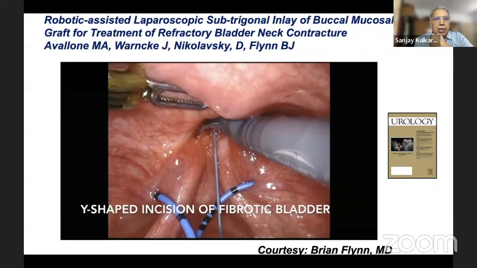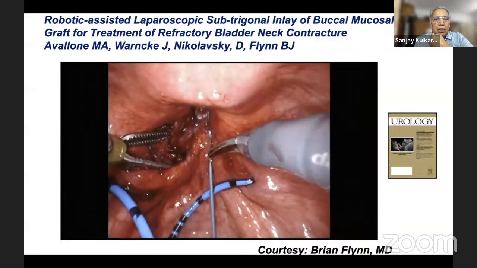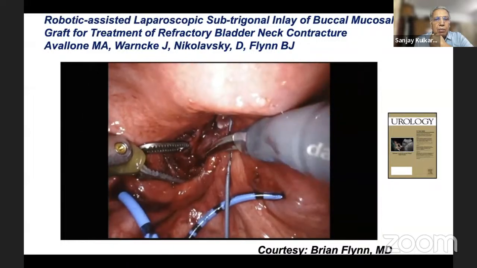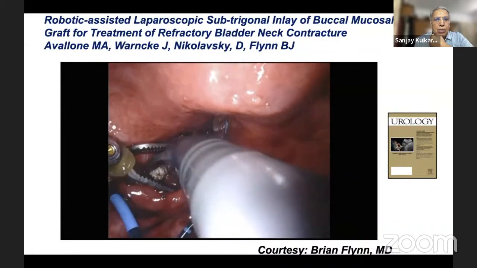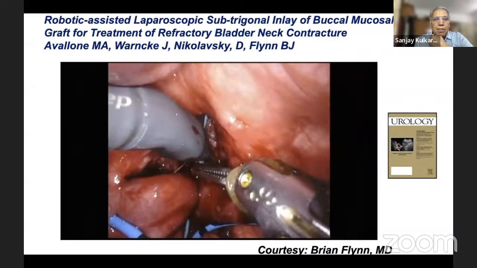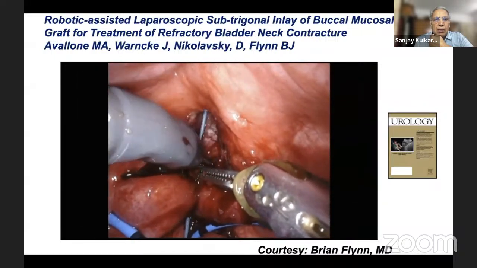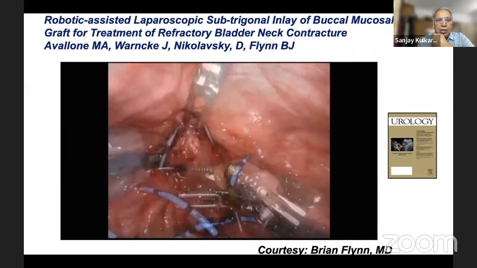So he is making an incision at the bladder neck through the bladder robotically. And then this is one limb of the Y here. He is going to excise all the scar tissue. There are catheters into both ureters here. And then you can see he's excising the scar at the bladder neck posteriorly.